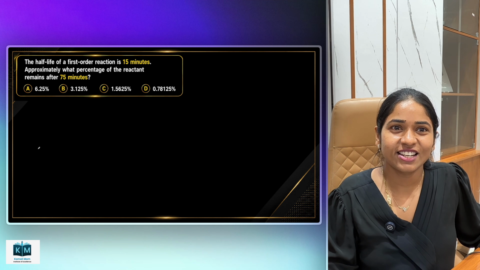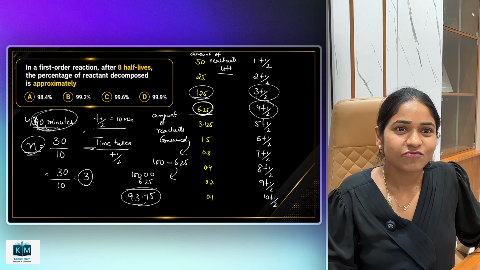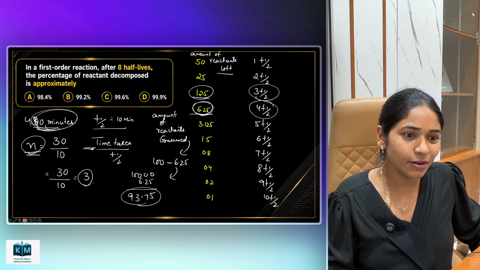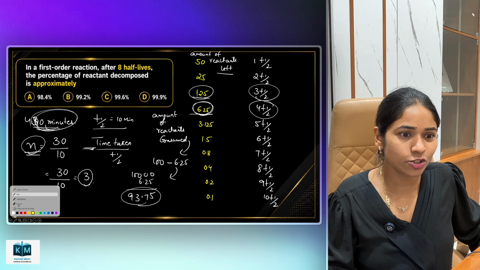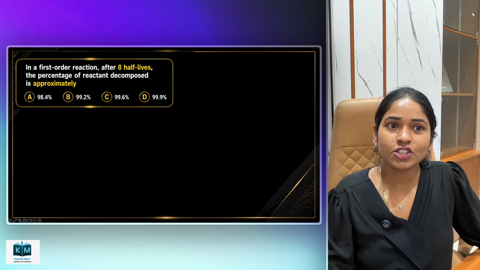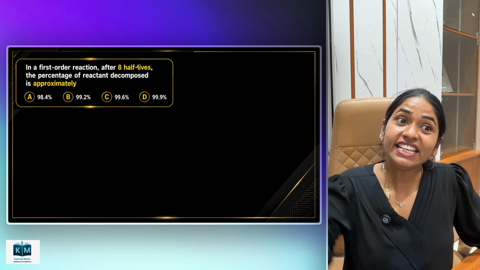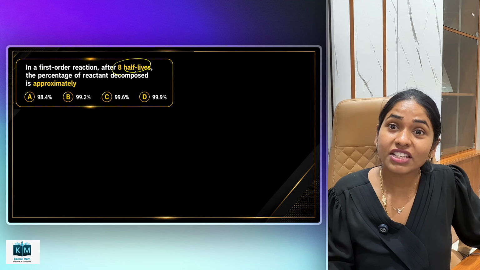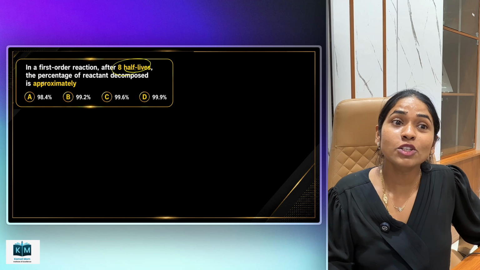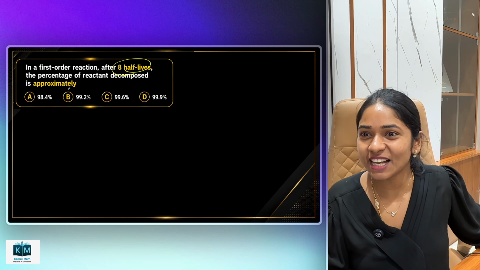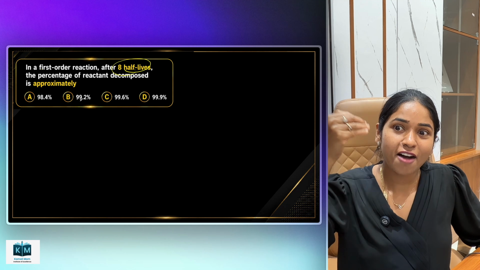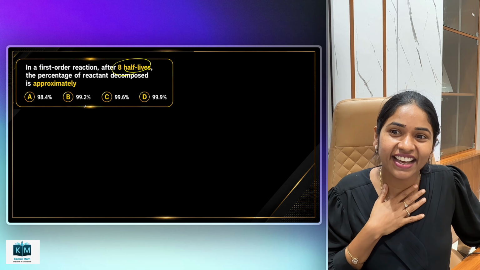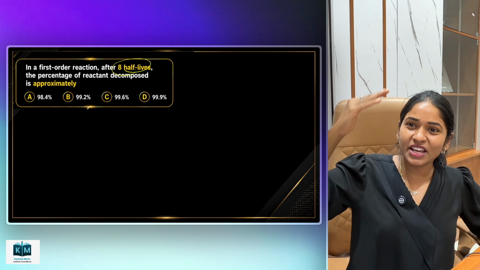See the next question. Will you try this question? This is the question which is given here. I will do this question. Next question you try. In the first order reaction, after 8 half-lives, how much was the percentage of the reactants consumed? Oh my god, 8 half-lives means how much? Can you try? 8 half-lives. From the last you can come.